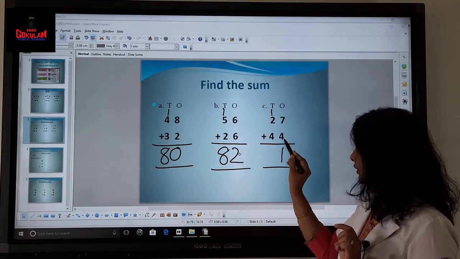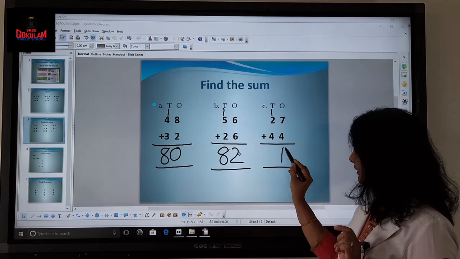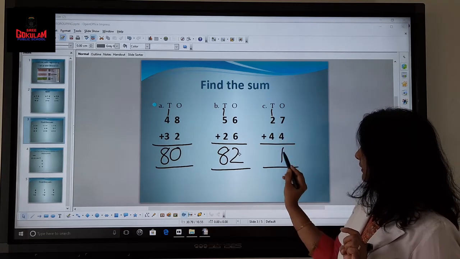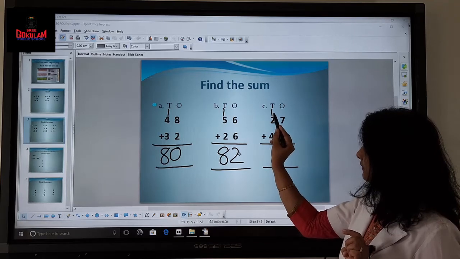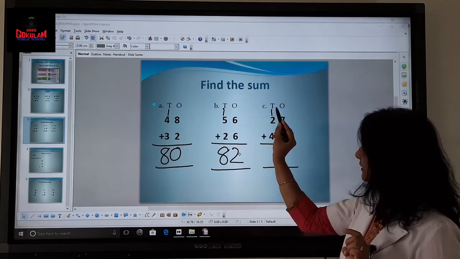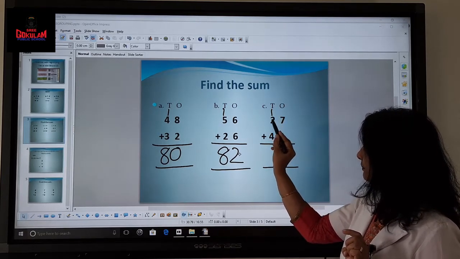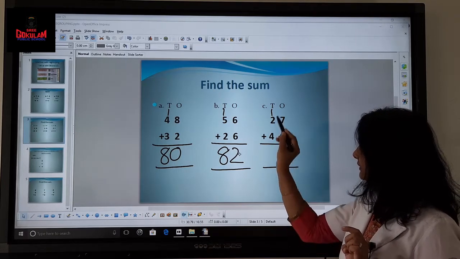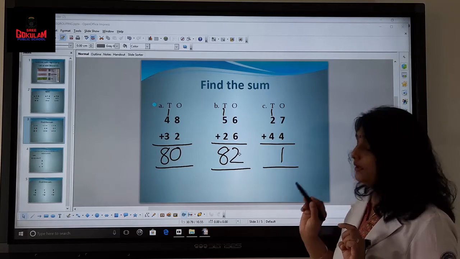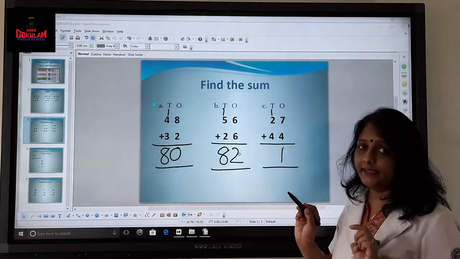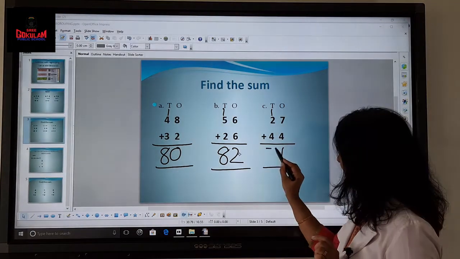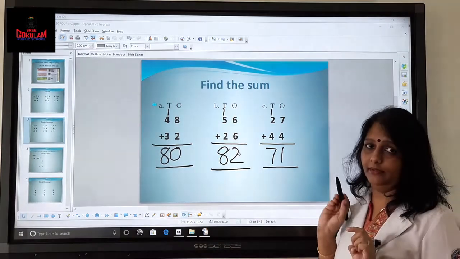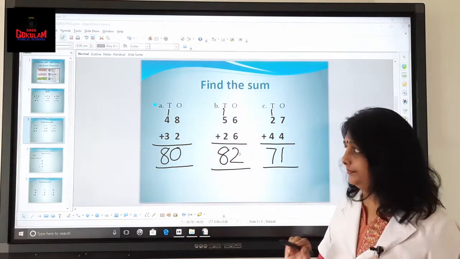7 plus 4 is 11. Write 1 in the ones place and the other tens place number 1 we will carry to the tens place. So, 1 plus 2. What is 1 plus 2 or 2 plus 1? 3. 3 plus 4 or 4 plus 3 is 7. So, the answer is 71. Clear?